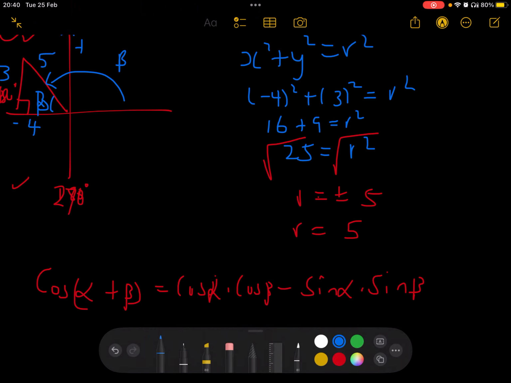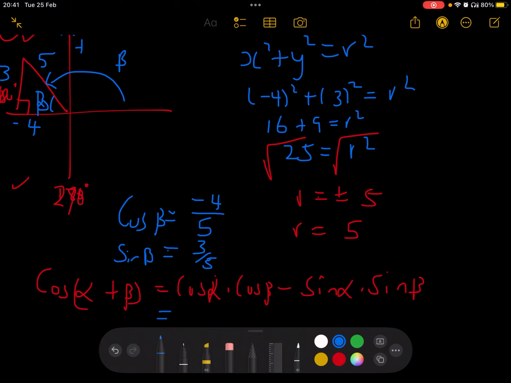This is 5, and we'll be able to give the value of cos beta, which is the adjacent side, minus 4 over positive 5, and sine beta, which is the opposite side, being 3 over 5. Now we have every value here.